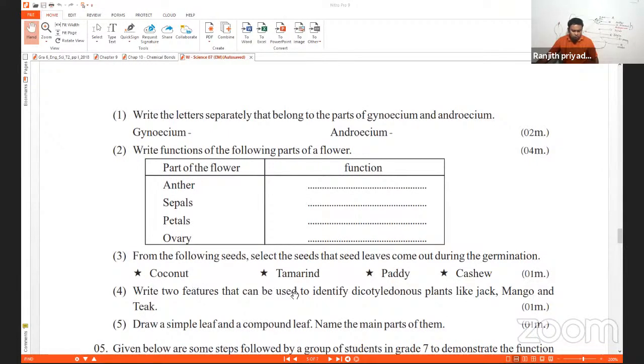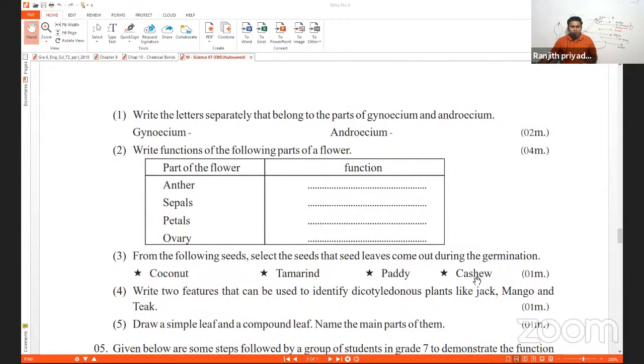Yes, you can see the dicotyledonous plants and monocotyledonous plants. So what's the answer for the third one? Coconut is monocot, tamarind is dicotyledonous, paddy again monocotyledonous, cashew dicotyledonous. Seed leaves come out during germination in tamarind and cashew. So they are dicotyledonous plants.